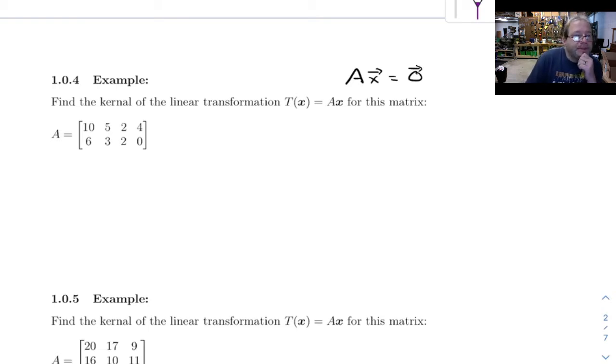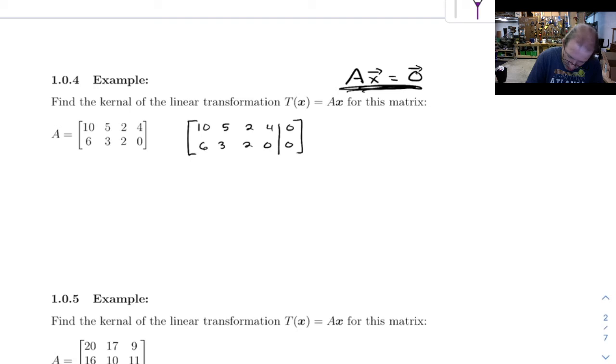So let's look at how to do that. Instead of writing it out like a matrix equation, I'm going to write it as an augmented matrix. 10, 5, 2, 4, 0. 6, 3, 2, 0, 0. Then I'm going to row reduce that.